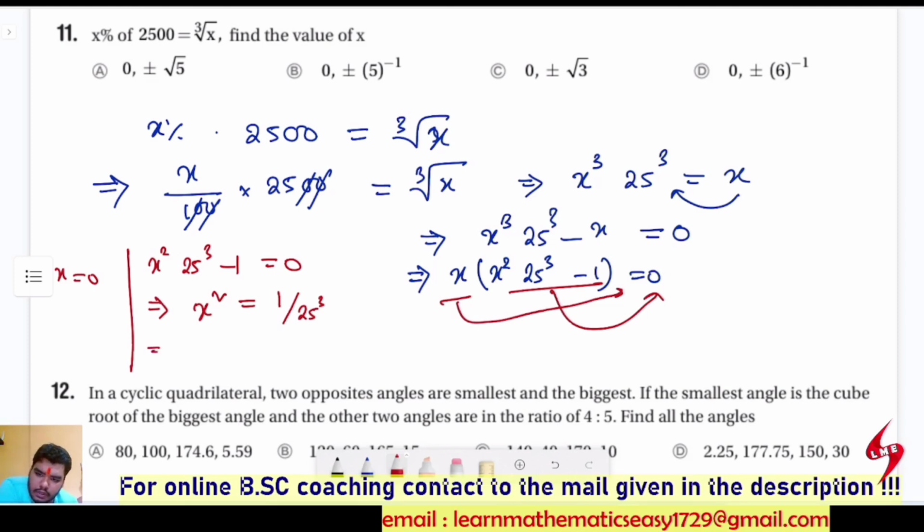Okay, that means x squared equals 25 to the power minus 3. x equals 25 to the power minus 3 by 2, and 25 means 5 squared to the power minus 3 by 2. 2 cancel out. So this is my 5 to the power minus 3.